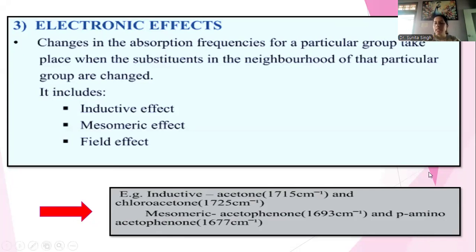In acetophenone as well as para-aminoacetophenone, we can see that para-aminoacetophenone has a plus M effect that decreases the vibration frequency, whereas in acetophenone no such effect is shown. So the frequency comes at the higher end, which is 1693 centimeter inverse. So you have to see the whole environment of that compound, like is there any hydrogen bonding, is there any vibrational coupling, is there any electronic effect that is going to play a role in depicting the vibrational frequency.